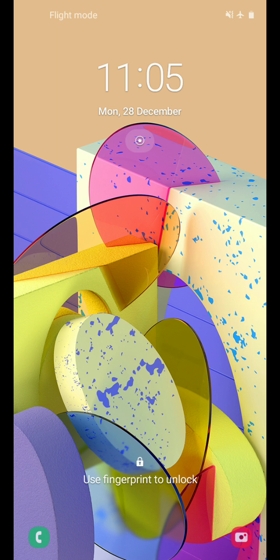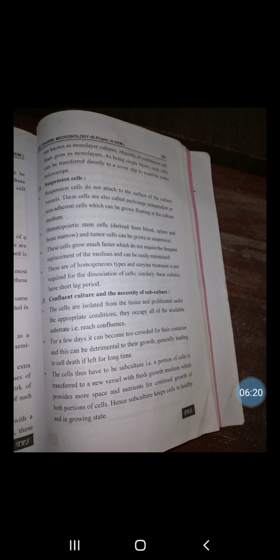Examples are hematopoietic stem cells, which are derived from blood, spleen and bone marrow, and tumor cells can also be grown in suspension. These cells grow much faster, do not require frequent replacement of the medium, and can be easily maintained.